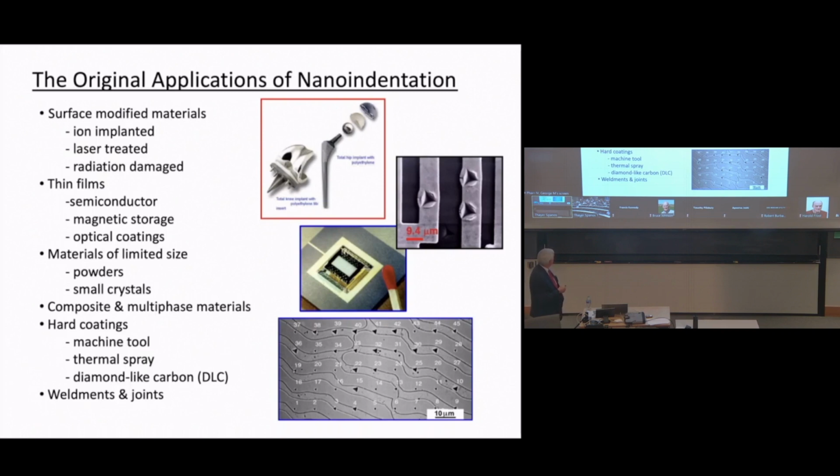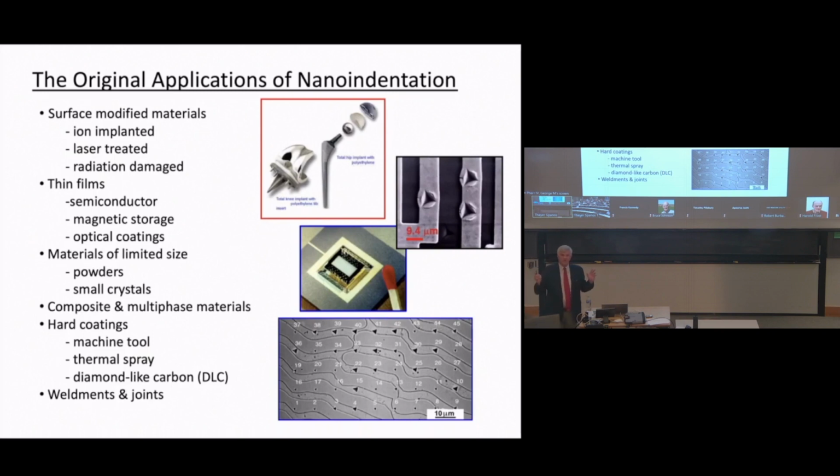Hard coatings, we've got machine tool hard coatings like silicon nitride, thermal spray, so on, diamond-like carbon like we saw in the hard drive. And then lastly, weldments and joints. You know, the structure of a weld is very complex. And you can use a nanoindenter to probe across and determine the properties of all the different layers that are in the weldment or a joint.